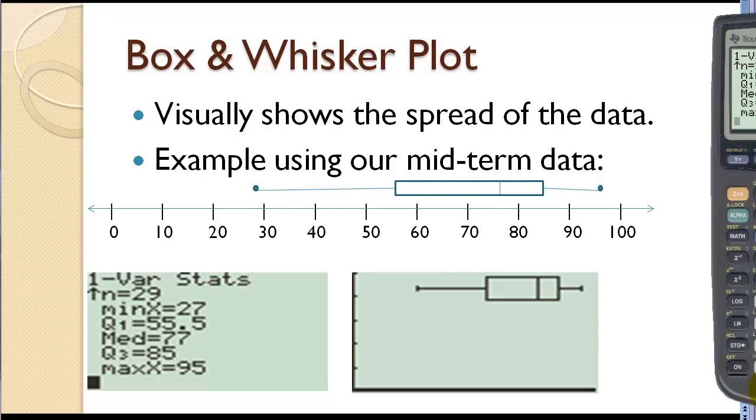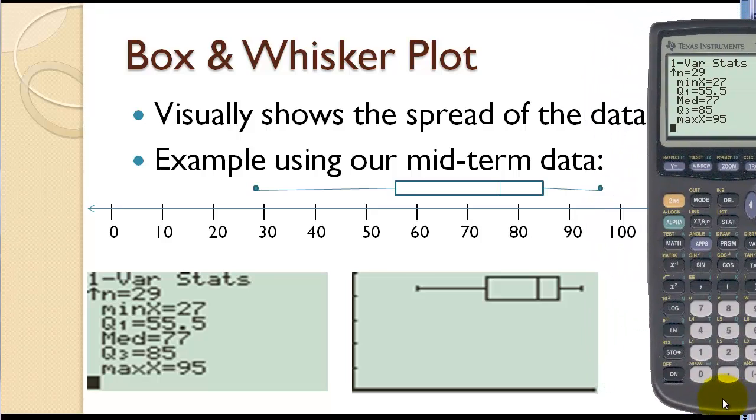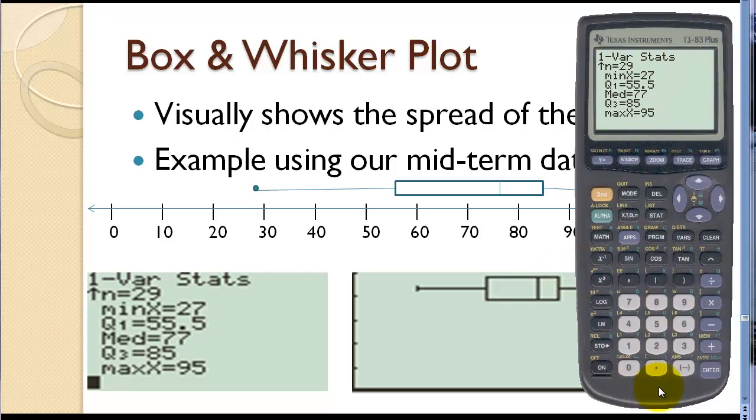Now you can use the graphing calculator to do this. Now we can get these numbers for it to put on the number line here. The min is the 27 here, max is our 95, this boundary is Q3 85, 55.5 exact, and our median. You can also have the graphing calculator graph it.